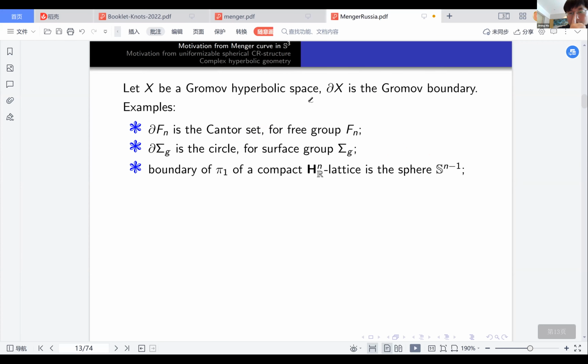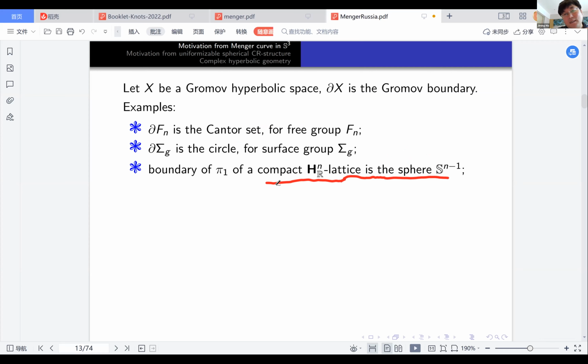And the other case is a compact hyperbolic manifold of dimension n. Then the fundamental group of the compact hyperbolic manifold is also hyperbolic. Then the boundary is just the (n-1)-sphere.